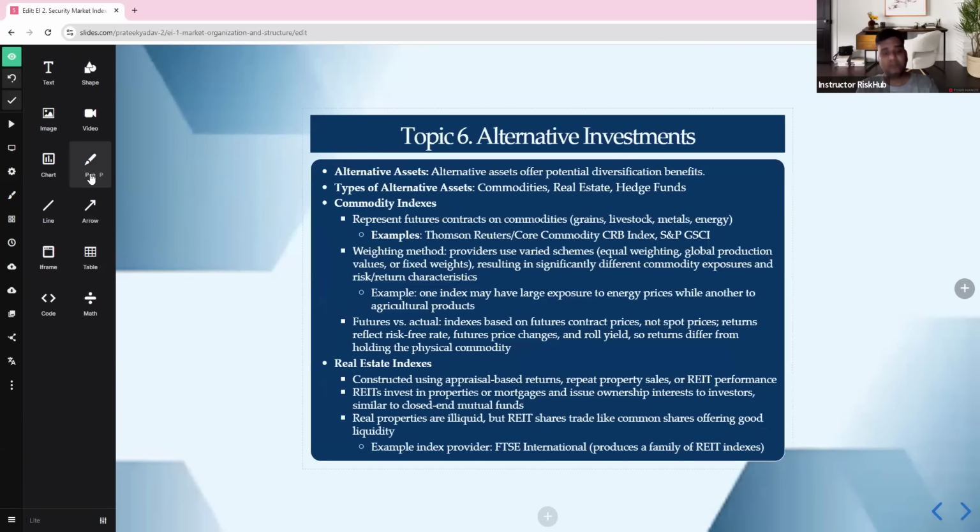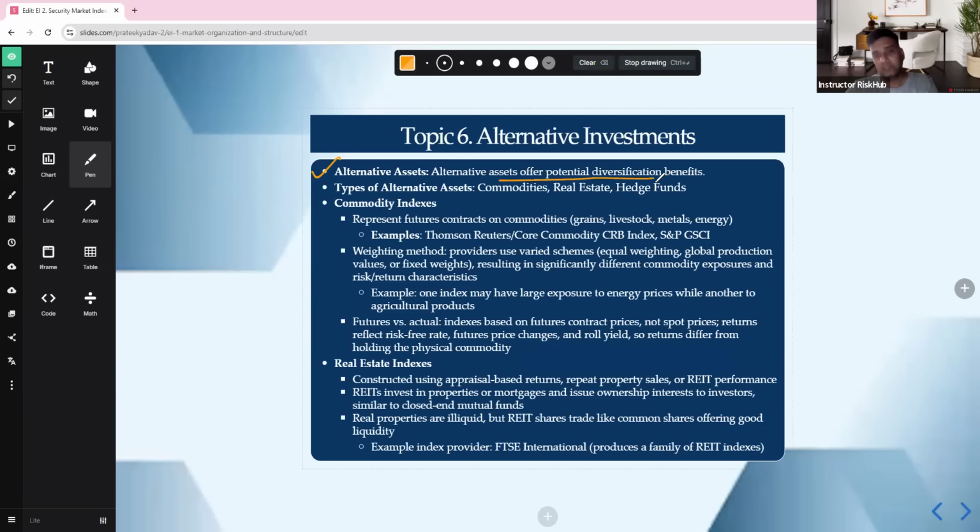Then we go to your alternative investments, right? Alternative assets offer potential diversification benefit. Types of alternative assets: commodities, real estate, hedge funds. Commodity indices represent commodities: grain, livestock, metals, energy. Thomson Reuters Core Commodity CRB index, etc. Weighting methods use varied schemes: equal weighting, global production values or fixed weights, resulting in significantly different commodity exposure and characteristics. One index may have large exposure to energy prices, while another to agricultural products.